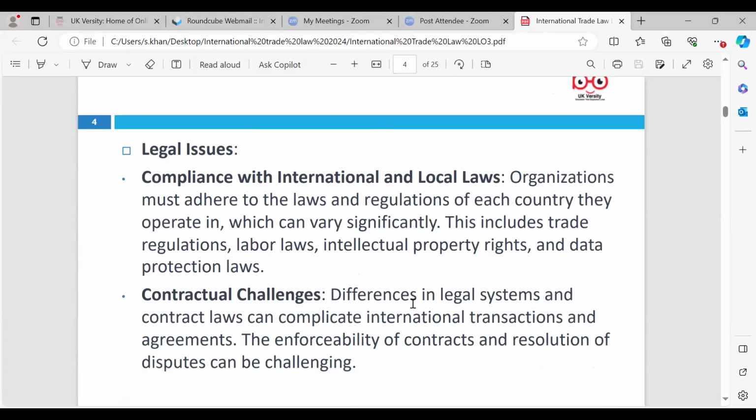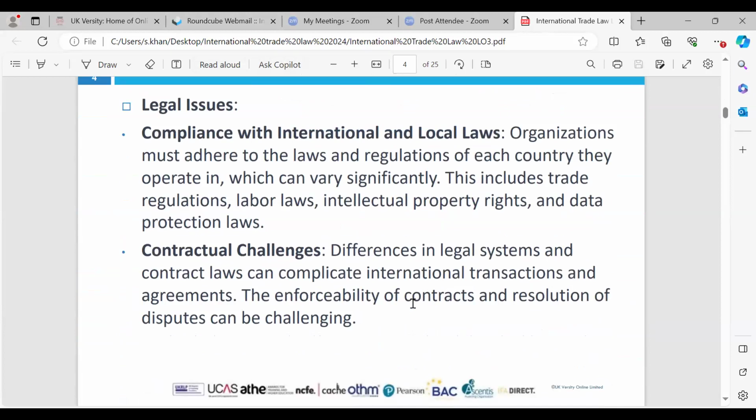So, legal issues. Compliance with international and local laws. Organisations must adhere to the laws and regulations of each country they operate in, which can vary significantly. This includes trade regulations, labour laws, intellectual property rights, and data protection laws.